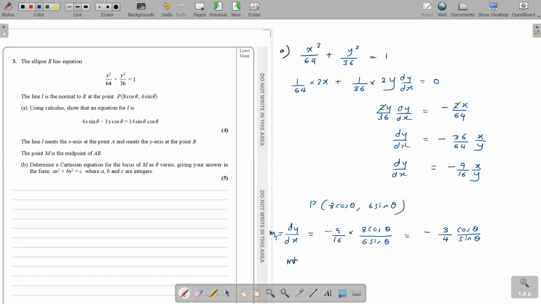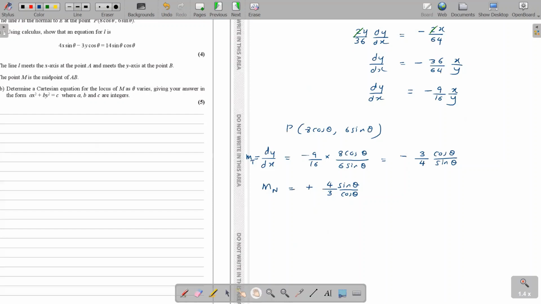Get the gradient of the normal. Gradient of the normal: switch the sign and reciprocal. 4 over 3 sine over cos. And let's get the equation of the normal. So equation of normal, y minus y1 equals gradient times x minus x1. So y minus y1 is 6 sine theta, gradient is 4 over 3 sine theta over cos theta, x minus x1 is 8 cos theta.